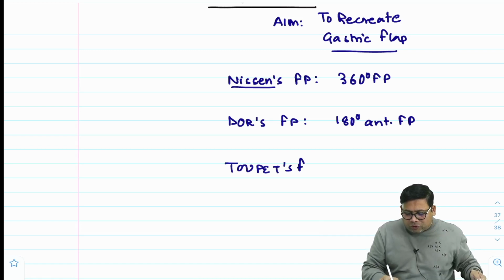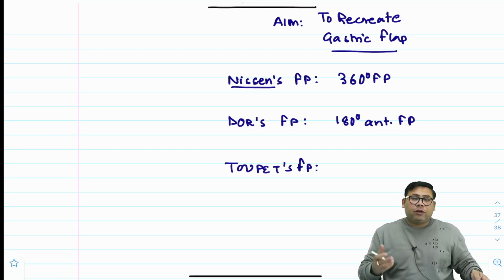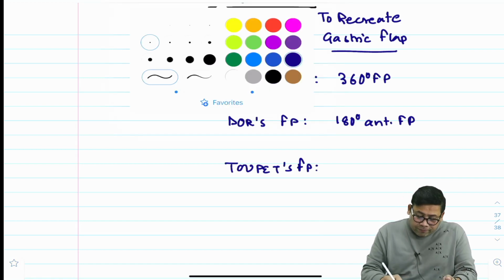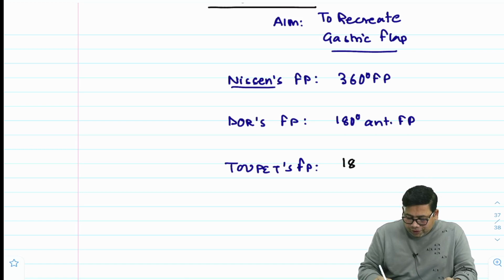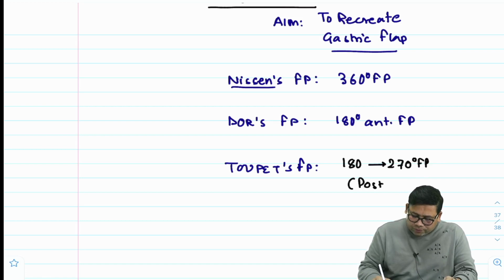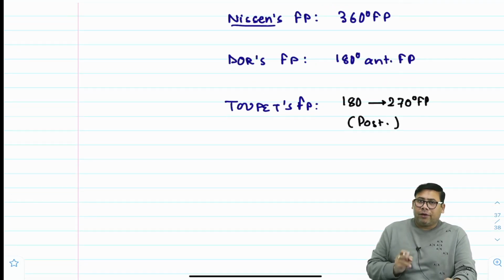So next is Toupet fundoplication. There is a lot of chaos about whether it is 180, 250 or 270 degrees. That is what others teach, and I do that. So don't worry. Anywhere between 180 to 270 degree posterior fundoplication is what is known as Toupet. Are you getting this point?